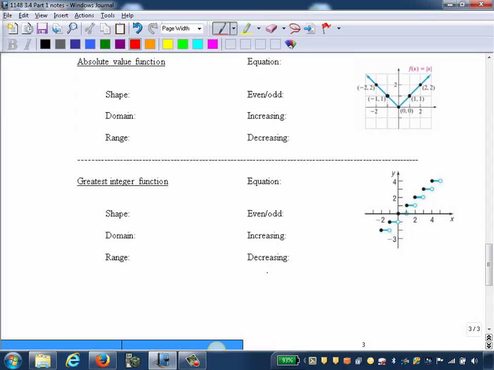We'll now take a look at the absolute value function. This function should be reviewed from previous courses before. So the equation of our absolute value function is f of x equals the absolute value of x. Here's a picture of this shape.